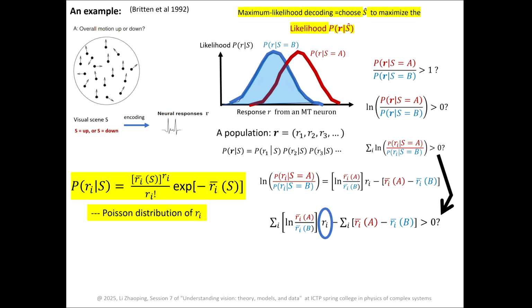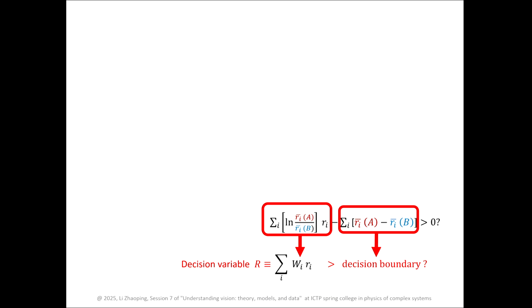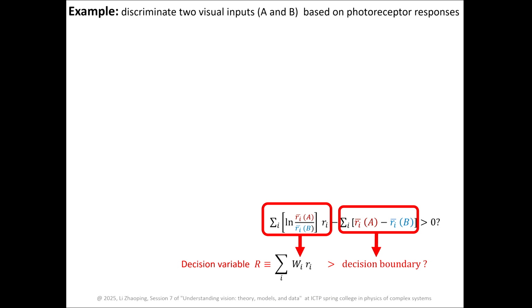Notice that this expression depends only here on the stochastic response Ri of various neurons. And these other quantities are just parameters fixed from the neural properties, namely the average neural responses to the two visual inputs, A and B. Then this is a linear weighted sum of responses, and this is a decision variable, while this is the decision boundary for the decoding to decide from this population neural responses whether the visual input is A or B. Let's use an example to decode whether the retinal input is A or B based on photoreceptor responses.